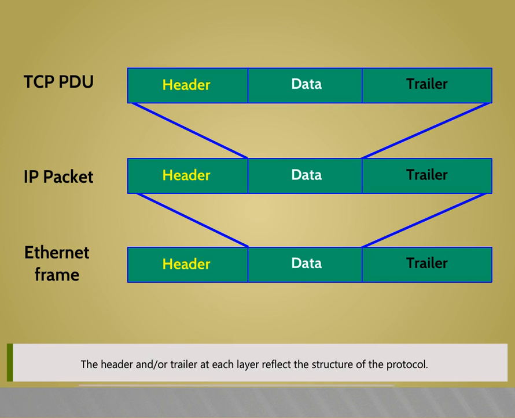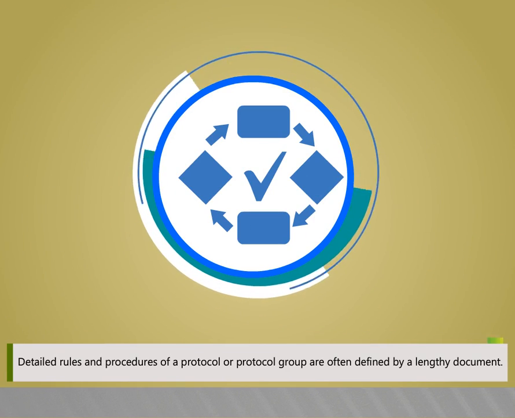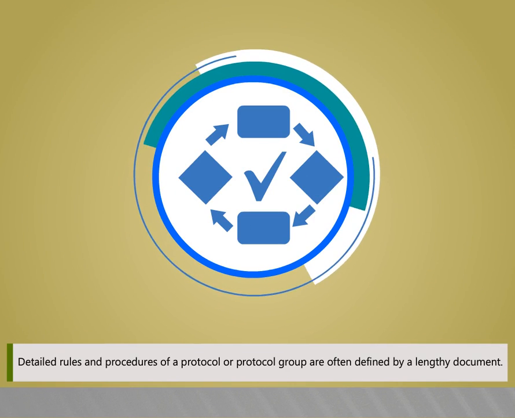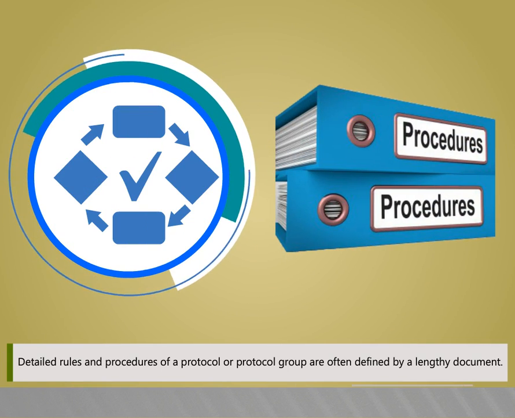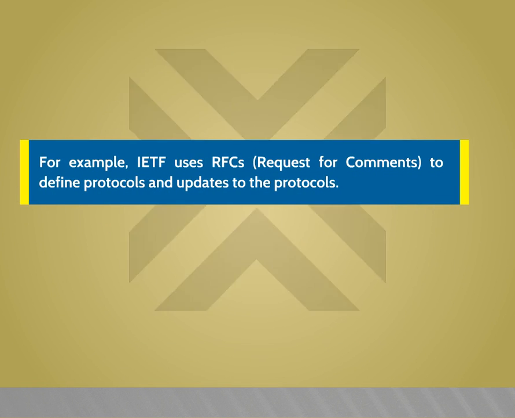The header and/or trailer at each layer reflect the structure of the protocol. Detailed rules and procedures of a protocol or protocol group are often defined by a lengthy document. For example, IETF uses RFCs, that is, requests for comments, to define protocols and updates to the protocols.